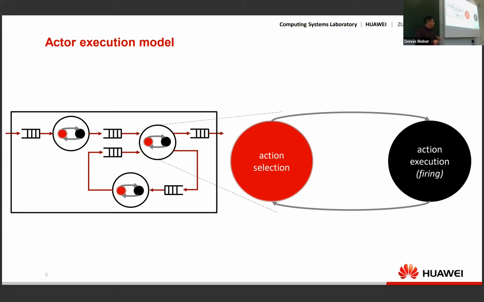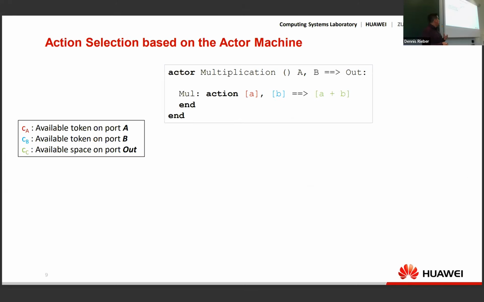There are multiple ways of defining an action selection. For this work, I'm using a machine representation of the actor execution, which is called actor machine. There is a difference described in the paper, if you are interested. And to execute, for example, this multiplication actor, which is very similar to the, oh no, there is no add operation here, it should be multiply.